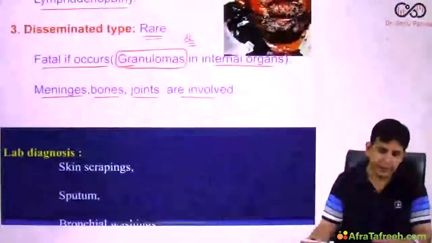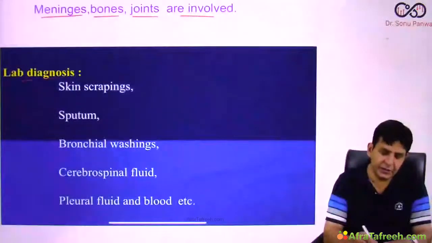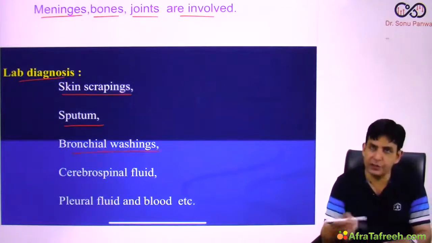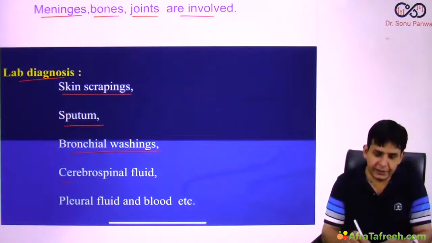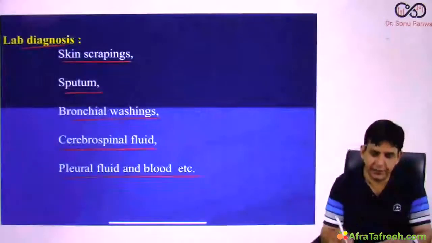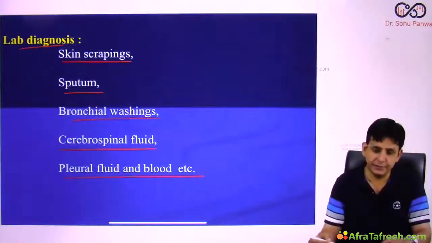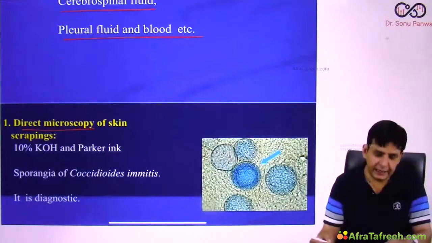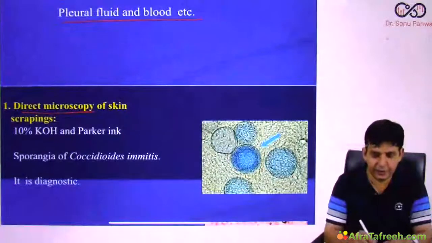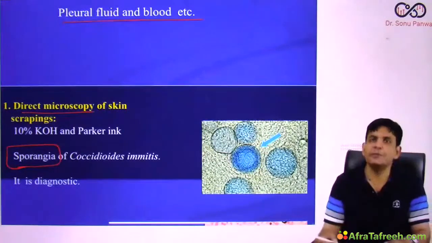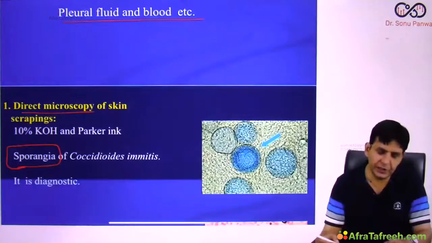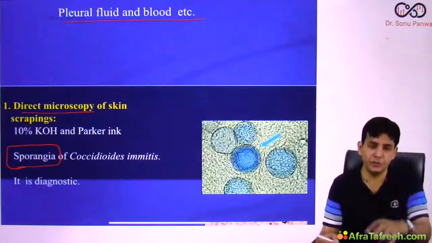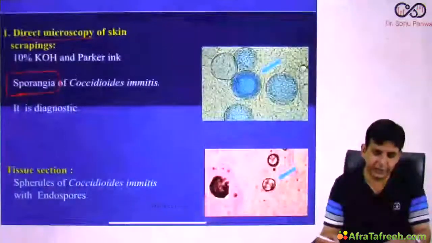Okay. Then in the lab diagnosis of this one, in the cutaneous type, skin scrapings; in the pulmonary type, sputum and bronchial washings; CSF also sometimes, and the pleural fluid and blood can be taken as samples. Okay. And you can go for direct microscopy, and in the direct microscopy, what can you observe? You can observe the sporangia, and within this sporangia or spherule, what do you have? You have endospores. Okay, so that you need to remember.